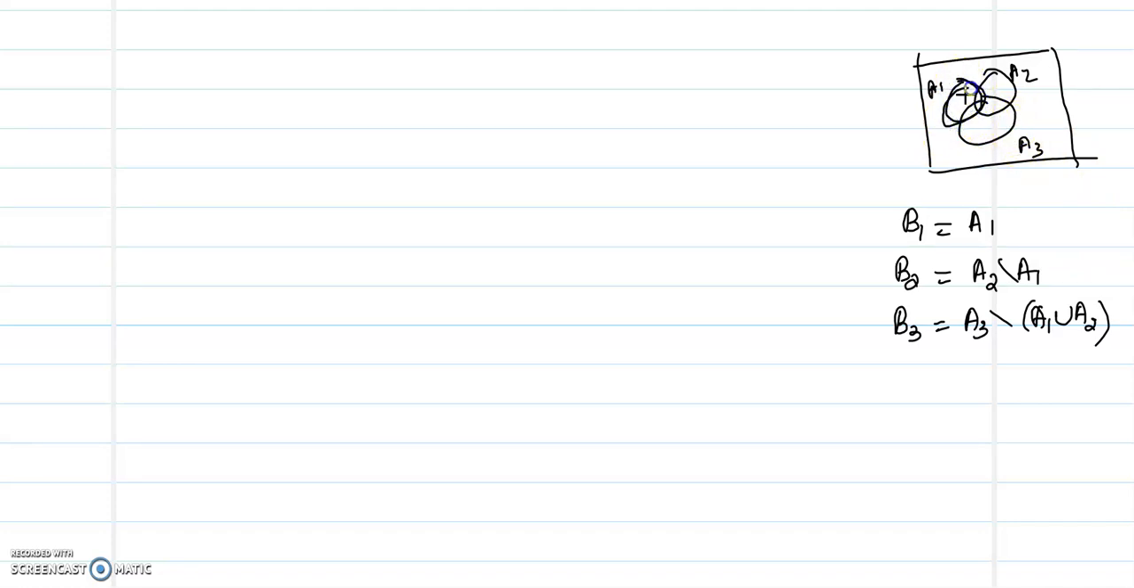So this will be A1. So we got the first set B1. Then you take A2 minus A1. So this will be the second set B2. Then take A3 minus A1 union A2. That will be the third set. So you can see that the union of all these three will be A1 union A2 union A3, and when you take the intersection of each, they are going to be disjoint. So this is how we do it for the finite case.